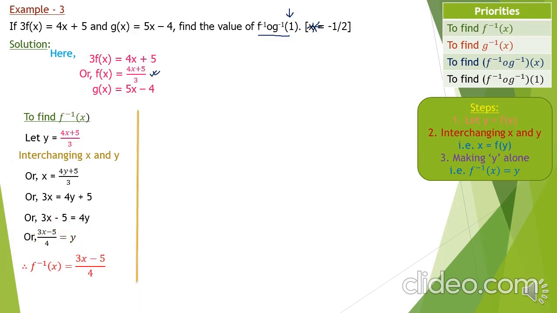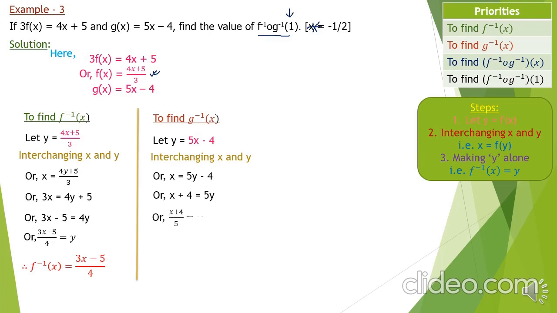So similarly we have to find G inverse also. G inverse: gx is 5x minus 4, so y is equal to 5x minus 4. Interchanging, same steps will be repeated. So x is equal to 5y minus 4, then we have to make y alone, so x plus 4 equal to 5y. y is still not alone because its coefficient is 5, it must be positive 1. If the coefficient of y is positive 1, then we can say it is alone. Now to make it positive 1, we have to do x plus 4 by 5.